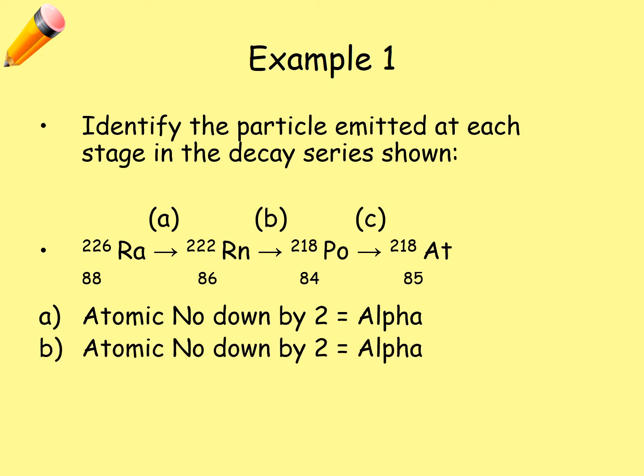At B, we see that the atomic number again is down by 2, and the mass number is down by 4, showing alpha decay. At C, we see no change to the mass number. However, the atomic number has increased by 1, showing that this is beta decay.